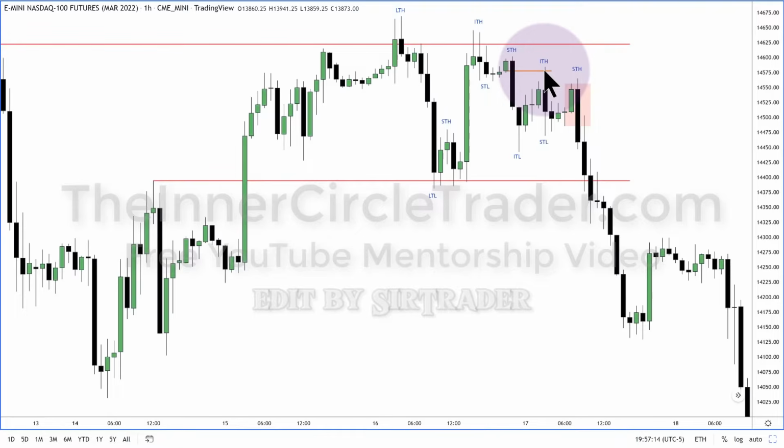mind as an intermediate term high, or in this case, as we came back down and filled in this by dropping down here, that's an intermediate term low. What does that mean? What's the significance of that? Typically, what you'll see is an intermediate term low has a higher short-term low to the right of it and a higher short-term low to the left of it.